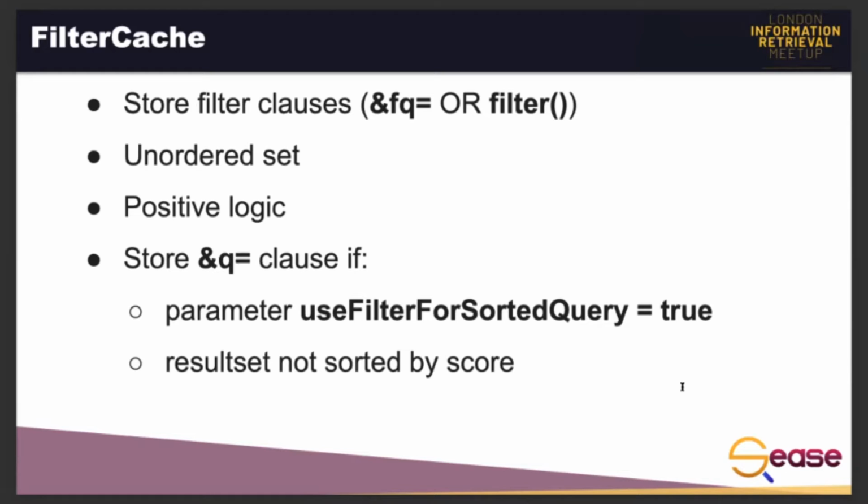And actually, this is a bit of an edge case. If I set this parameter, useFilterForSortedQuery, in the Solr config file, and the result set must not be sorted by score, the filter cache is also used to store the documents that come from the condition expressed in the q clause. Now we will see some examples, and we will see how this cache behaves.